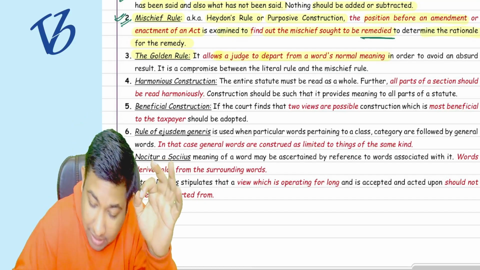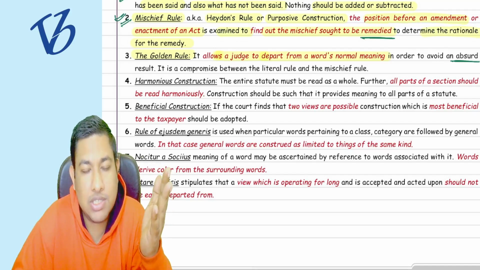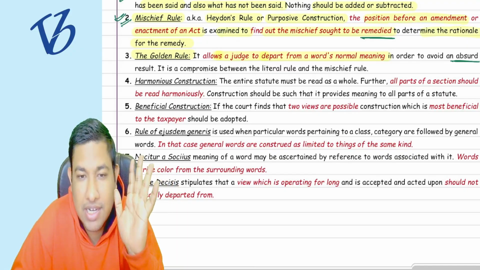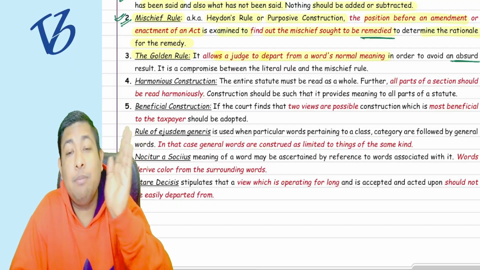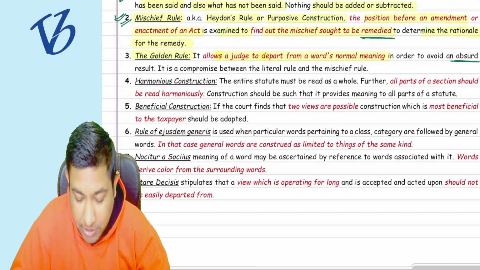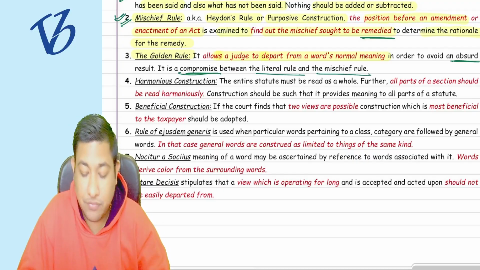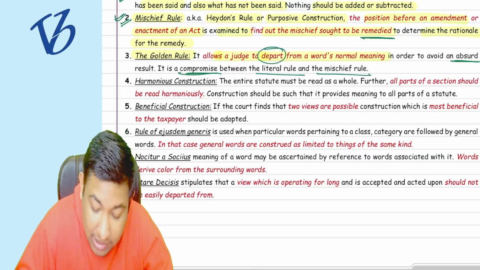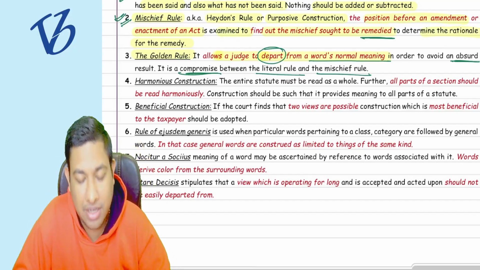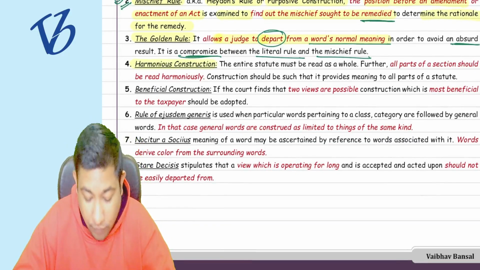So for that point, judges are allowed to interpret it logically and depart from the literal interpretation. It is a compromise between the literal rule and the mischief rule. They can depart from the word's normal meaning, that is, from the literal interpretation. Understood? Now coming to the harmonious construction, what does it say?